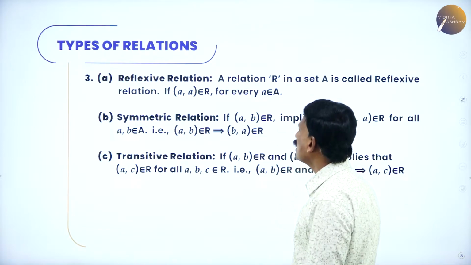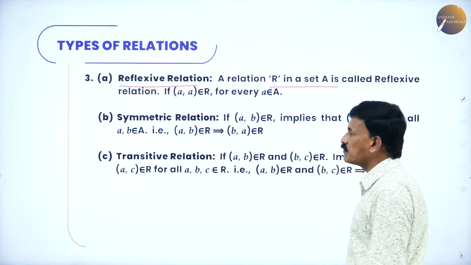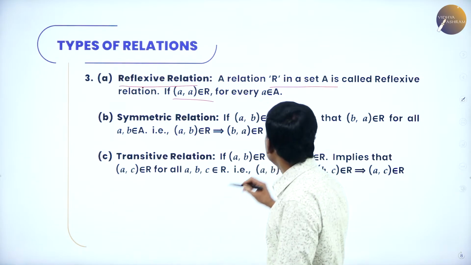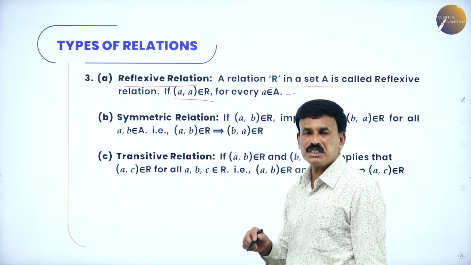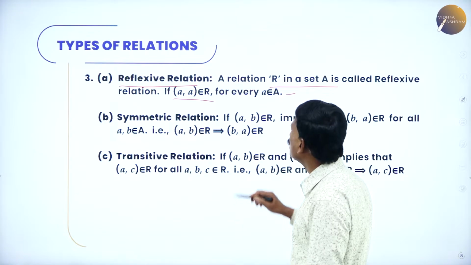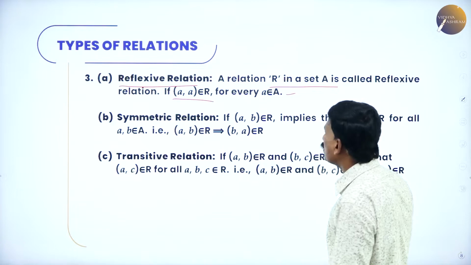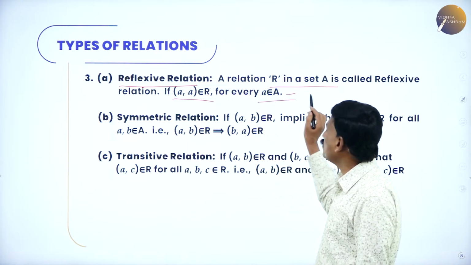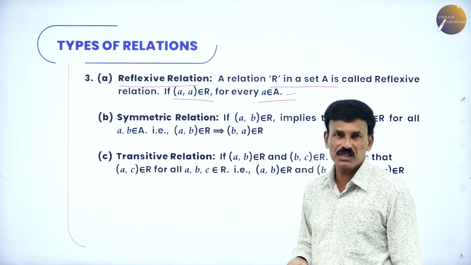Now, reflexive relation. What is reflexive? A relation R on a set A is called a reflexive relation if (a, a) belongs to R for every a belonging to A. So, (a, a), (b, b), same elements (x, x), (y, y), they all come under the reflexive relation. (2, 2), (3, 3) all come under the reflexive relation.